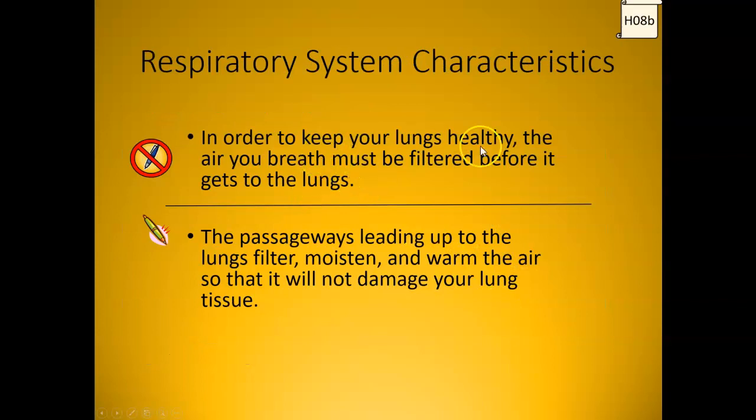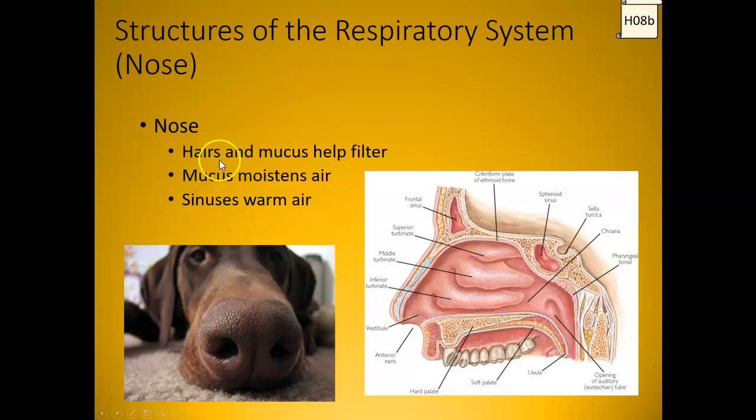All right, in order to keep your lungs healthy, the air we breathe must be filtered because there's all kinds of stuff in the air around us. So we have to filter it, moisten it, and warm that air up. The passageways starting from the nose on through do that for us. We begin with our nose. We've got hair and mucus that help filter things out. Mucus moistens it, and the sinuses warm it up.